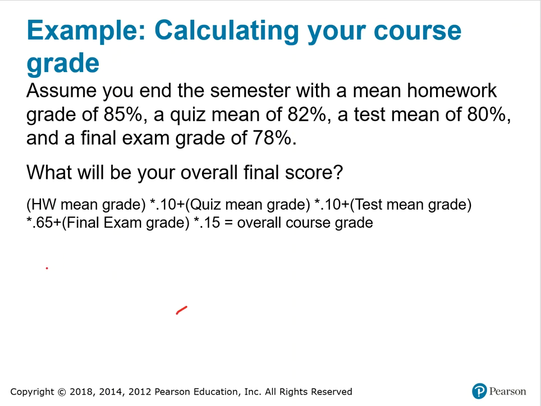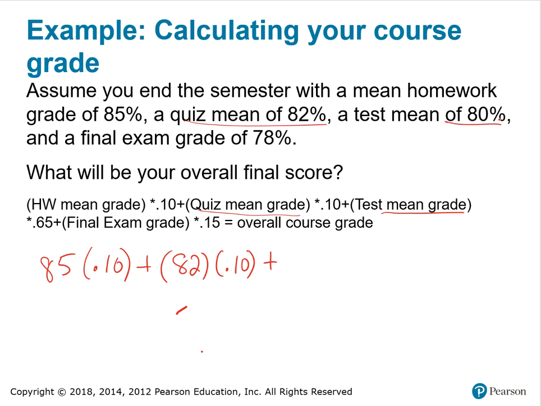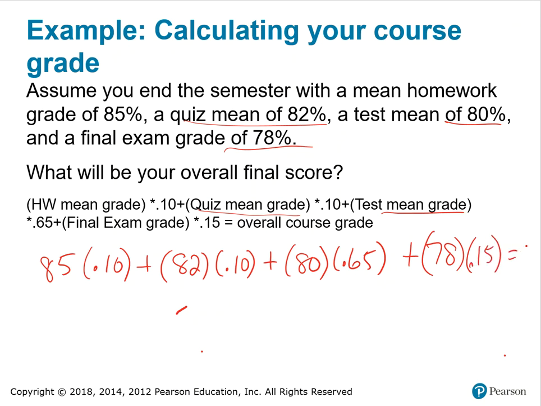So the mean homework grade is 85%, and then that's times 0.10 plus your quiz mean grade. So the quiz mean of 82%, and that's times 0.10 plus your test mean grade of 80% times the weight, which is 0.65, plus your final exam grade of 78%, which is weighted at 15% of your grade, is going to be your overall grade.